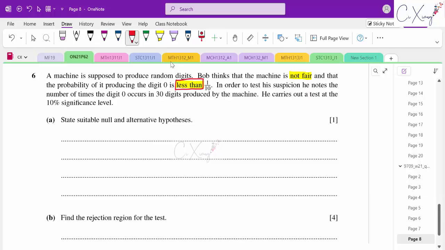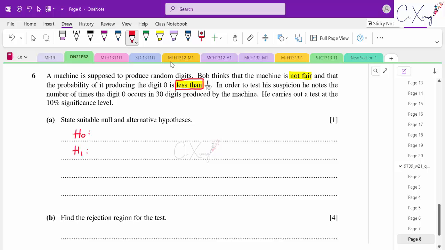Alright. In order to test his suspicion, he notes the number of times the digit occurs in 30 digits produced by the machine. He carries out a test at the 10% significance level. State suitable null and alternative hypotheses. Right, so I think the keyword is there already and it is very obvious.